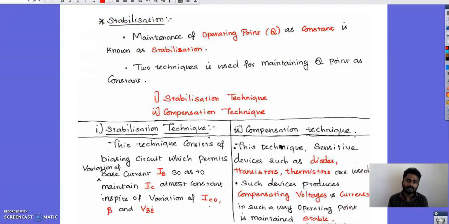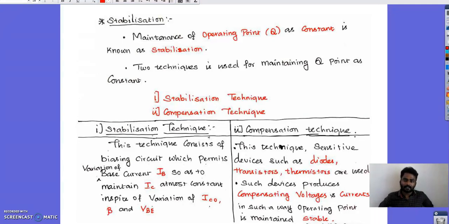Stabilization is the maintenance of the operating point as constant throughout the process of biasing. We use two techniques for stabilization. One is the stabilization technique and the other is the compensation technique. We use these two techniques while maintaining the operating point as constant. So the first technique is the stabilization technique.